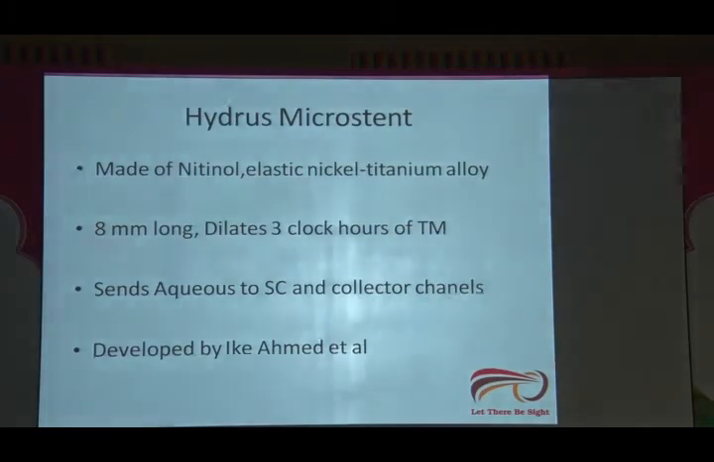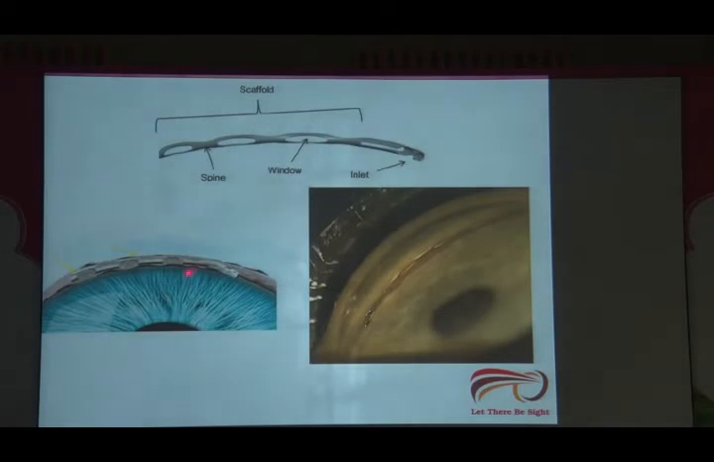Similarly, the Hydrus microstent is made of nitinol, which is an elastic nickel-titanium alloy. It's less than a centimeter long, and at 3 clock hours of the trabecular meshwork, it dilates it. So again, this does the same work, sending the aqueous to the Schlemm's canal and collector channels. It has been developed by IK Ahmed et al.